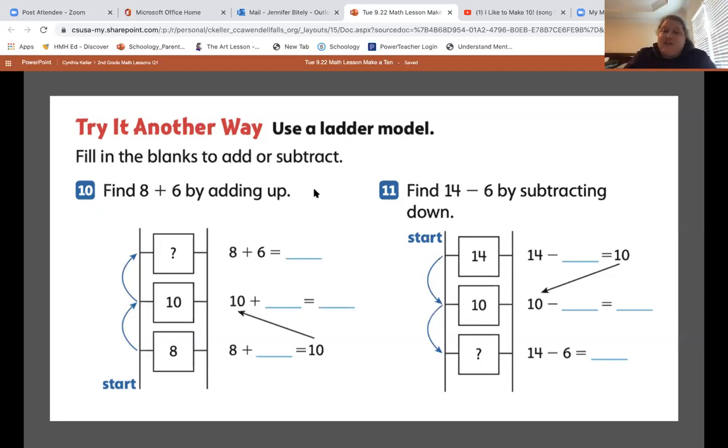So it tells us to fill in the blanks to add or subtract. So it's telling us to find 8 plus 6 by adding up. Okay, so let's see. We have 8 here. Then we have 10, and then we don't know. But we went from 8 to 10. How many did we have to do? How many did we have to add on?